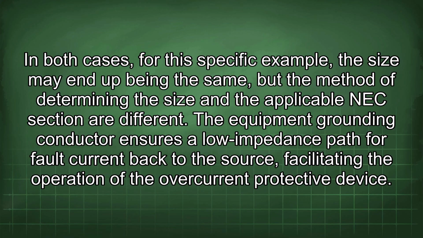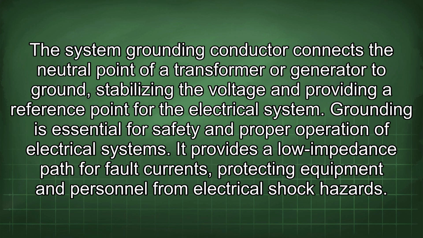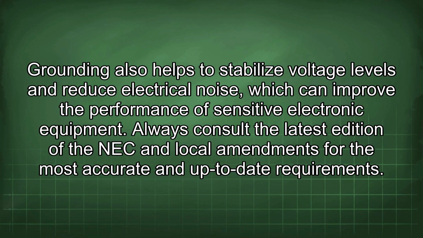The equipment grounding conductor ensures a low impedance path for fault current back to the source, facilitating the operation of the overcurrent protective device. The system grounding conductor connects the neutral point of a transformer or generator to ground, stabilizing the voltage and providing a reference point for the electrical system. Grounding is essential for safety and proper operation of electrical systems. It provides a low impedance path for fault currents, protecting equipment and personnel from electrical shock hazards. Grounding also helps to stabilize voltage levels and reduce electrical noise, which can improve the performance of sensitive electronic equipment.